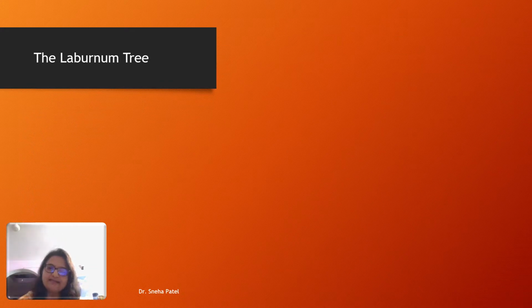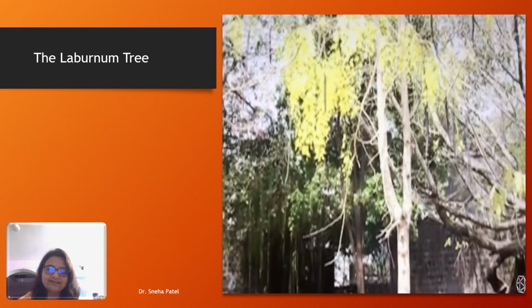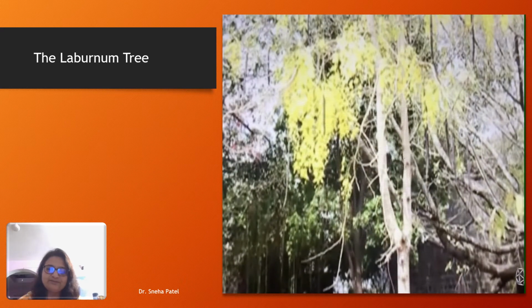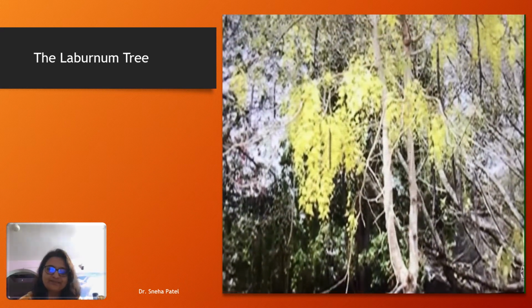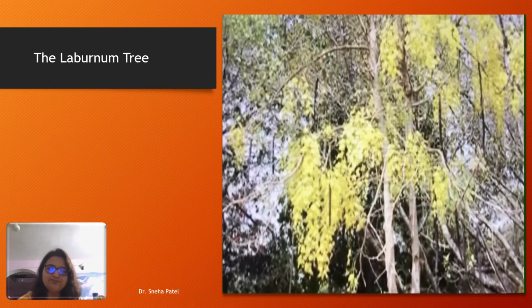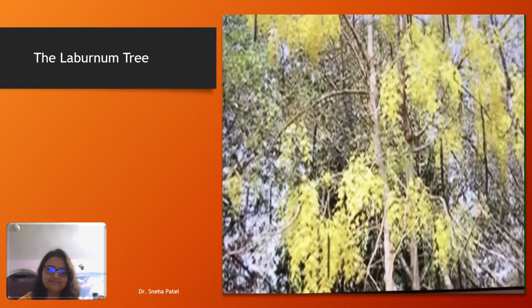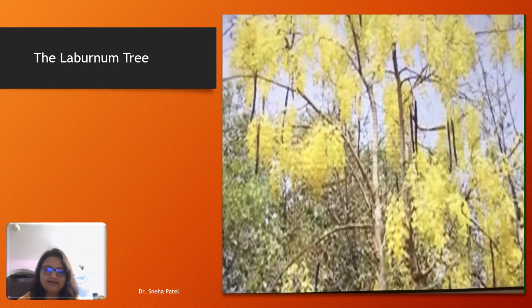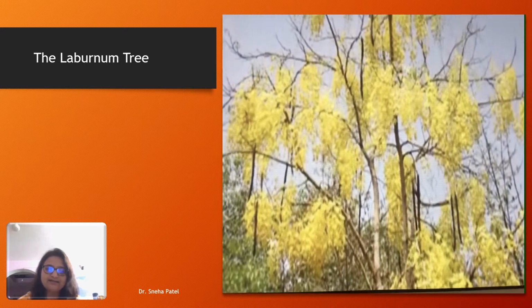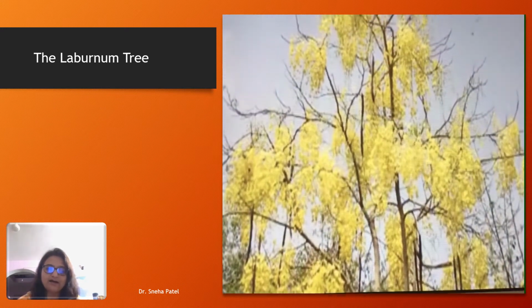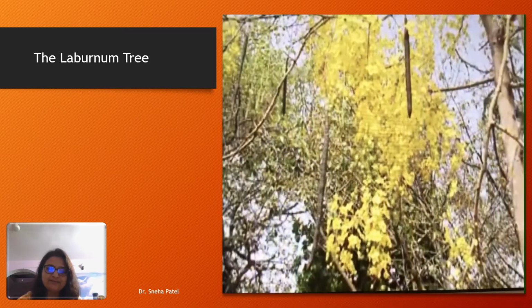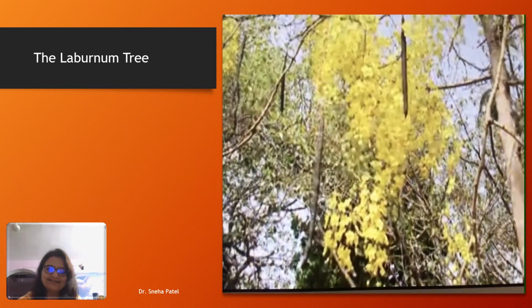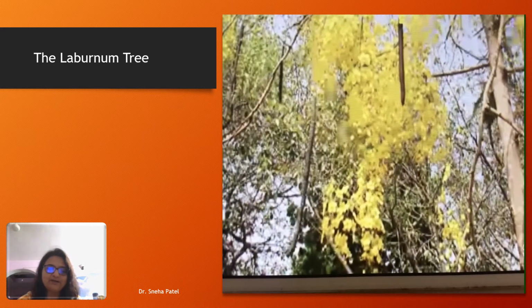Students, have you seen the laburnum tree? I'm sure you have. Here is what a laburnum tree looks like. A tree with beautiful yellow flowers on it. In Hindi, laburnum tree is called amaltas, and in Gujarati, it is known as garmado. I'm sure you must have seen this. We are going to discuss the laburnum tree in today's poem.